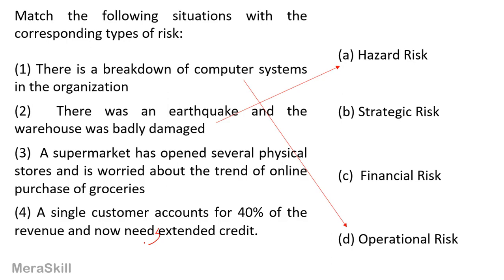Correct. Supermarket, what is happening here? They opened stores. Now what are they worried about? Online purchase. What is that? Competition. Worried about competition. Strategic risk. There's a single customer. Single customer accounts for 40% of the revenue. He wants extended credit, right? That becomes a financial risk. Will he pay the money? We don't know, right?